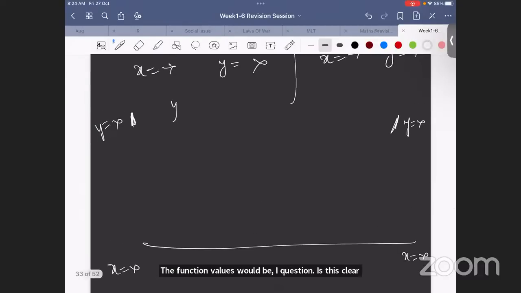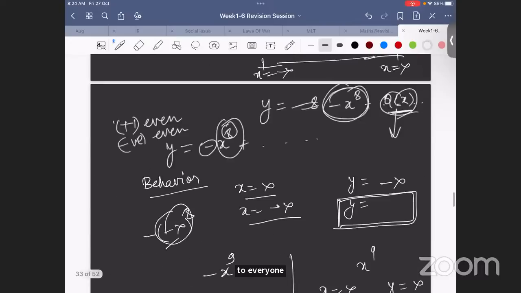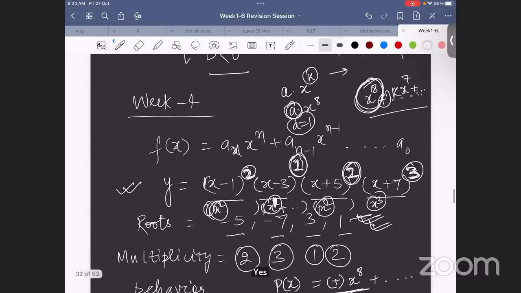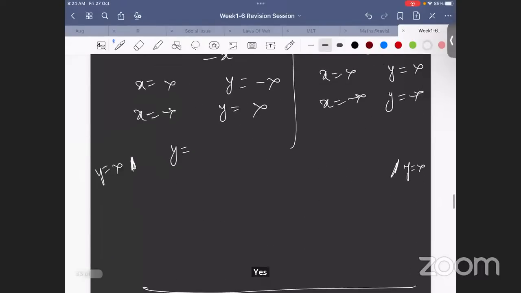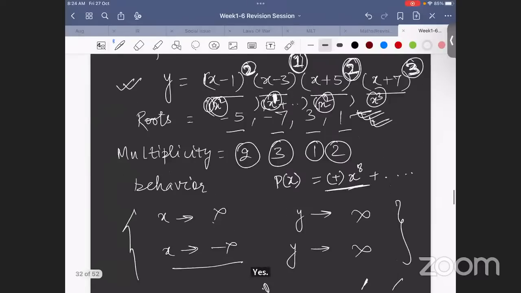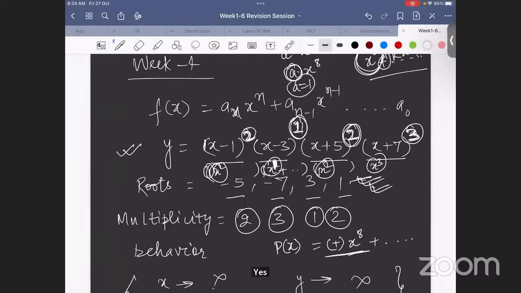So now, what is the polynomial here? First, let me write it here: y equals (x minus 2) whole square, and then (x minus 3).